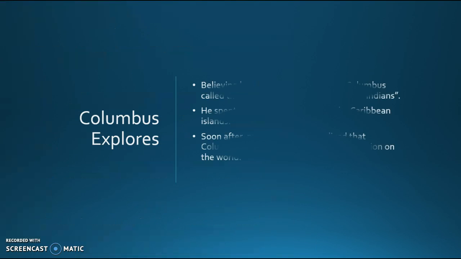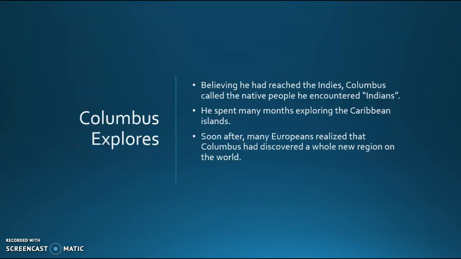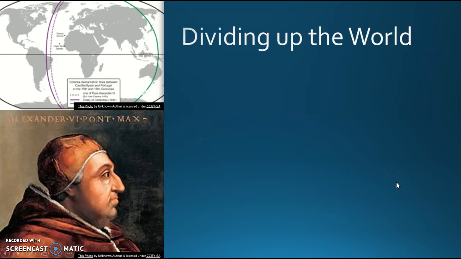So Columbus explores. Believing that he had reached the Indies, Columbus called the native people he encountered Indians. That's where we get the word Indians for Native Americans, because Columbus believed that he had reached the Indies. Well, he was mistaken, but that's what he believed at the time. He spent many months exploring these Caribbean islands, and soon after, many Europeans began to realize that Columbus hadn't reached Asia. He had actually discovered a whole new region of the world.